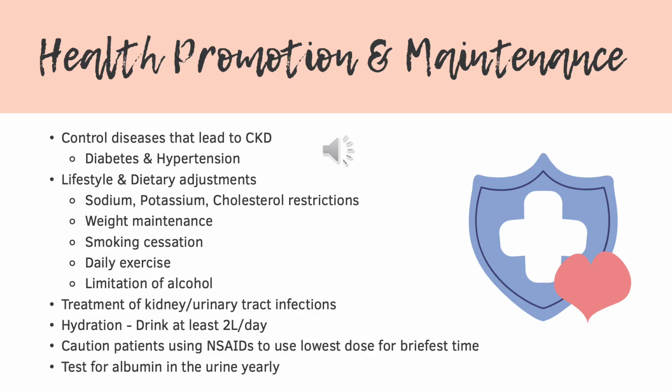All right, so preventing or delaying the progression of CKD involves a really proactive approach to control underlying risk factors and promote healthy lifestyle habits. So we're going to look at some of the strategies for health promotion and maintenance. First and foremost is to control the diseases that lead to CKD. Again, diabetes and high blood pressure are the leading causes of chronic kidney disease, and effective management of these conditions is very important to prevent kidney damage.